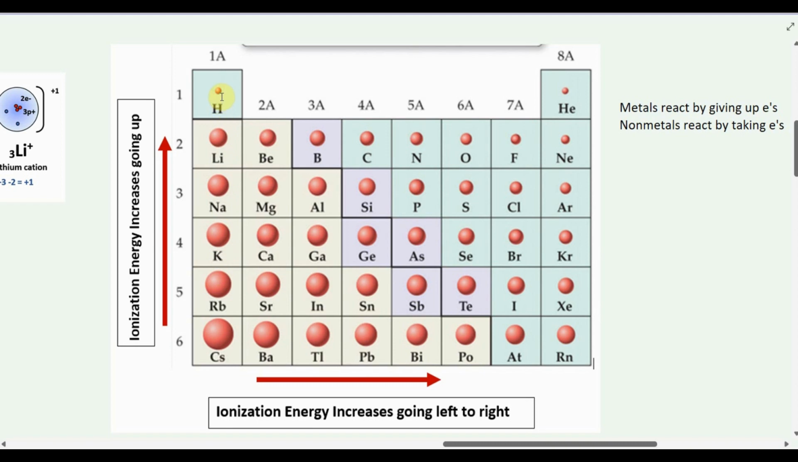Well, because they're closer to the nucleus in the first period than in the second, right? The outermost electron in lithium is in the second shell, whereas it's in the first shell. It's closer to the nucleus in the first row. And this is true all the way up. It's harder and harder to remove the outermost electron because the outermost electron is closer and closer to the nucleus. Now what about the trend going left to right? Notice here ionization energy increases going left to right.